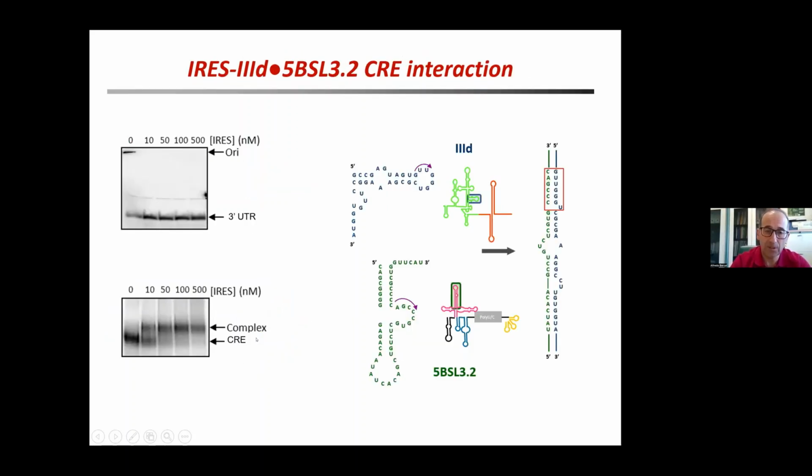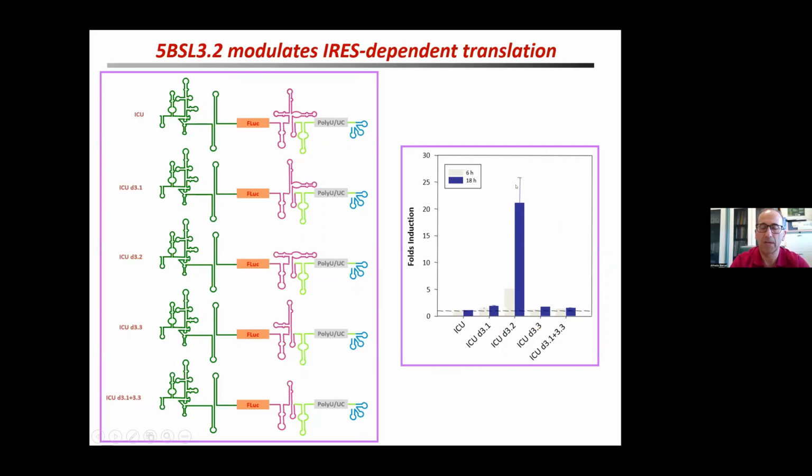Further, we demonstrated that this complex is absolutely dependent on the presence of the CRE element. And we demonstrated that this complex depends on the interaction of the internal loop of this structural unit, 5VSL 3.2, within the CRE element, with the apical portion of this 3D structural unit within the IRES that is at the 5' of the genome. So they can come together and form this duplex.